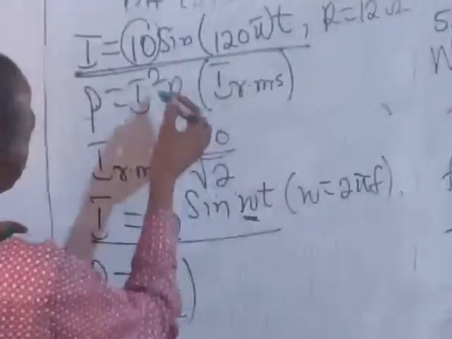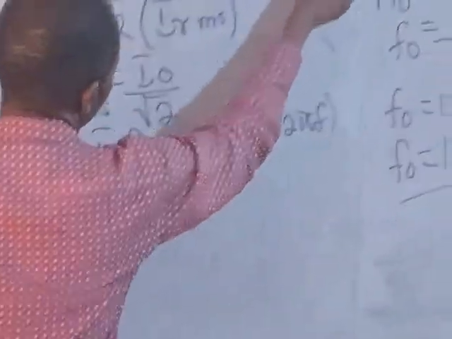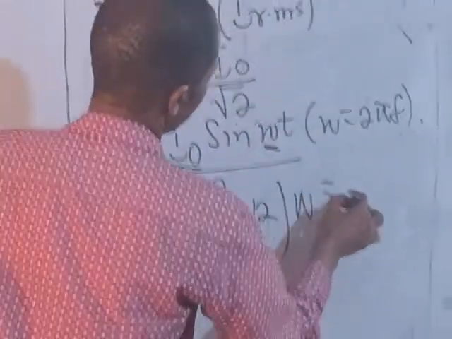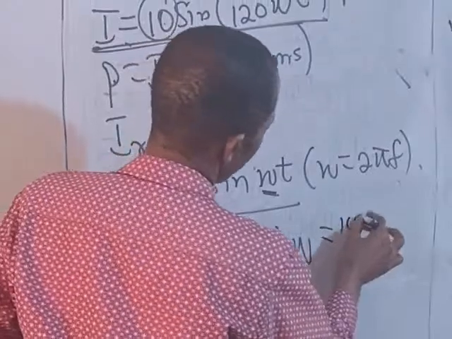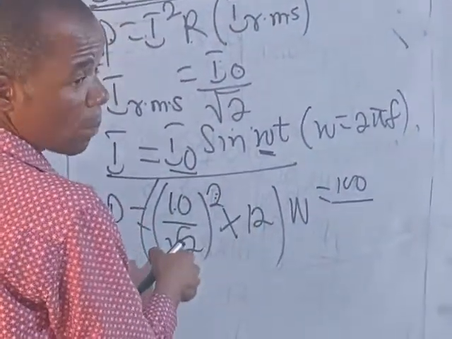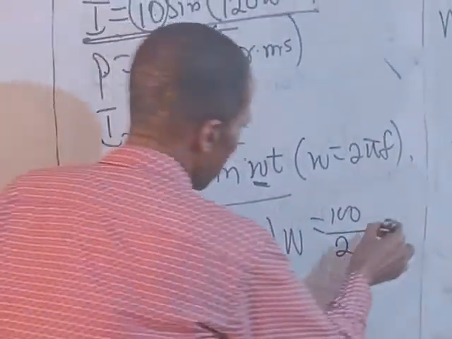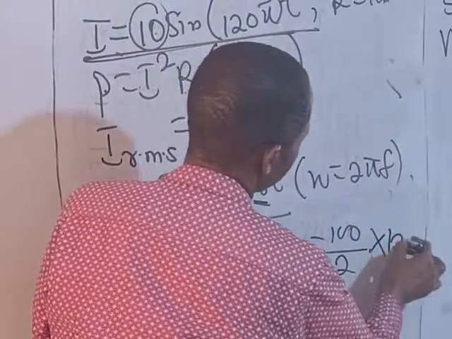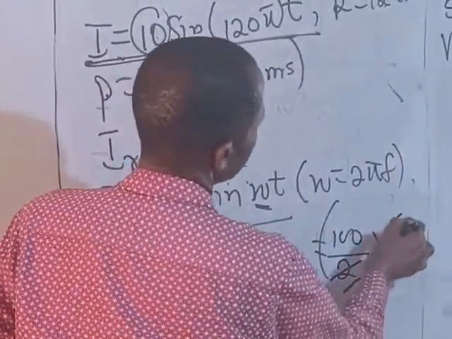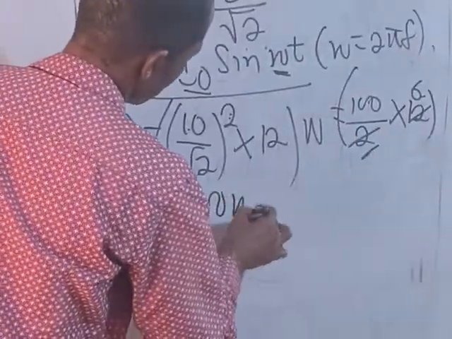All squared, times what's our R? It's given, that's 12. And the unit of work done is watt. Then 10 squared, that's 100, over, now, the square of root 2, the square will just remove that particular square root. I hope you know that. So then times 12 now. So this one is here, 1, here, that's 6. What's this, 100? So P now is equal to 600 watts.